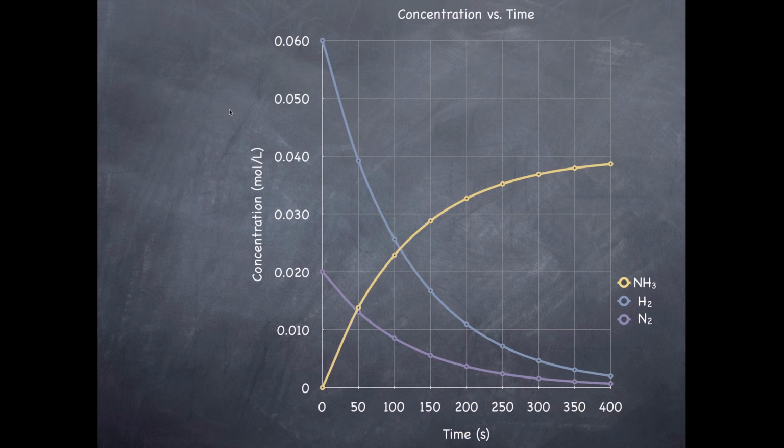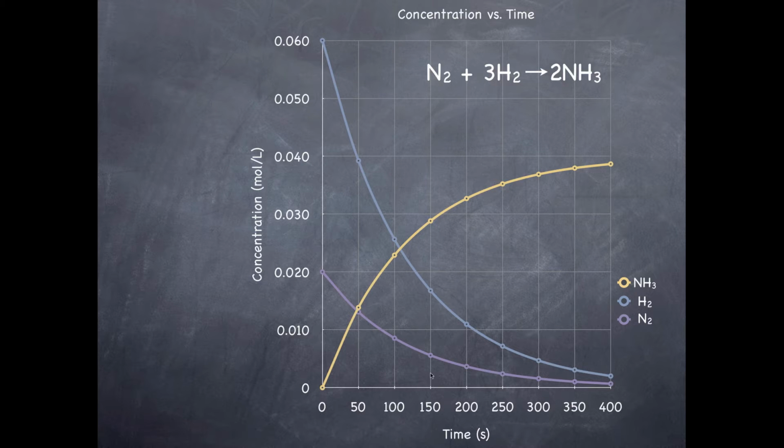In this example, we're going to be looking at a graph of concentration versus time. This is going to be a graph that represents the chemical reaction between nitrogen and hydrogen to form ammonia. We're going to have three lines, one representing each of our chemicals: the hydrogen, the nitrogen, and our product ammonia. What we're interested in doing is calculating the instantaneous rate.